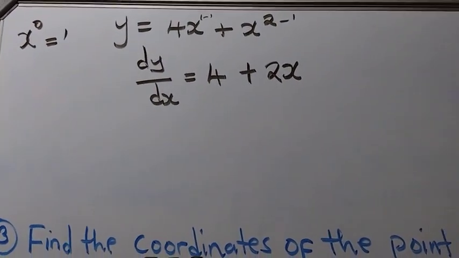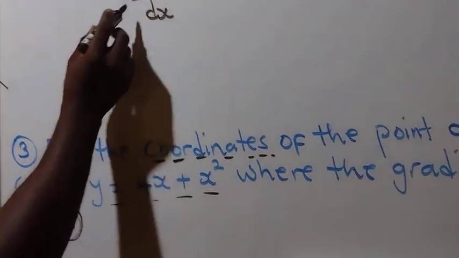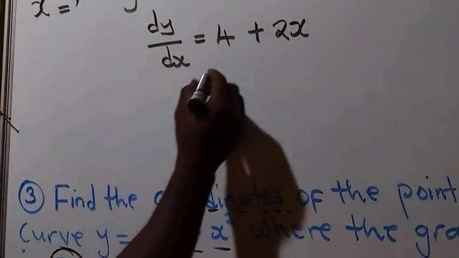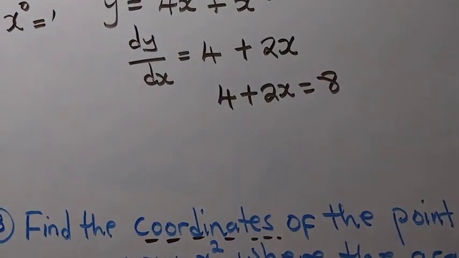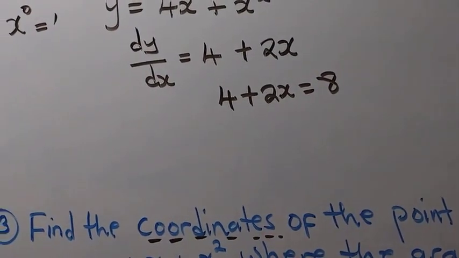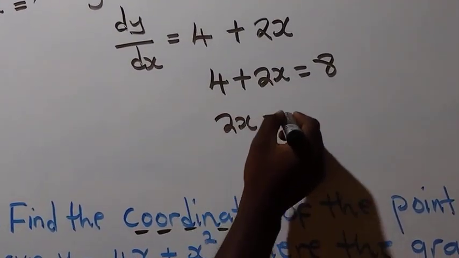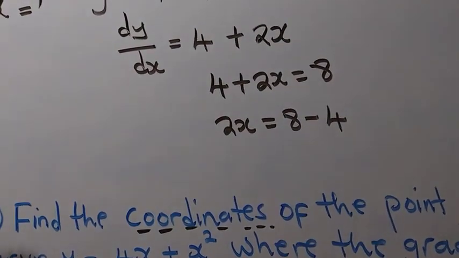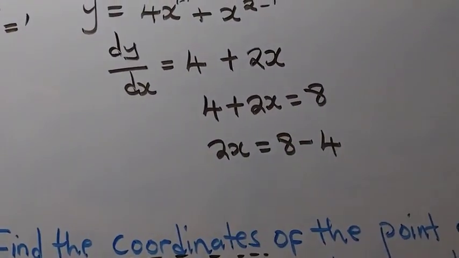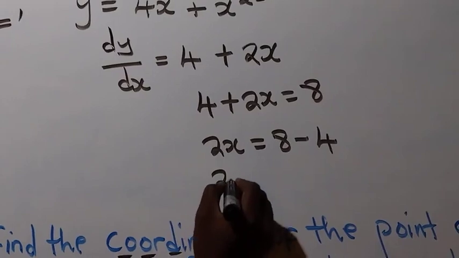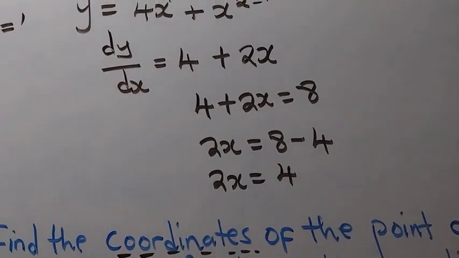So this dy/dx is the gradient, and in the question they have told you that the gradient is 8. So where there is dy/dx, you are going to put 8. So you say 4 plus 2x is equal to 8. You can see we have an equation here. Find the value of x. So 2x is equal to 8 minus 4, because the additive inverse of a positive 4 is a negative 4. So 2x is equal to 4.